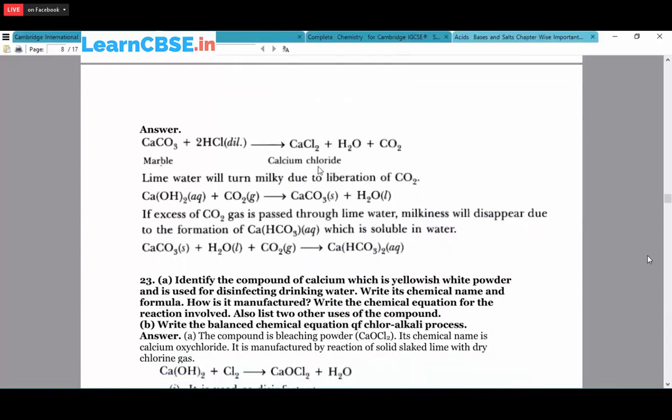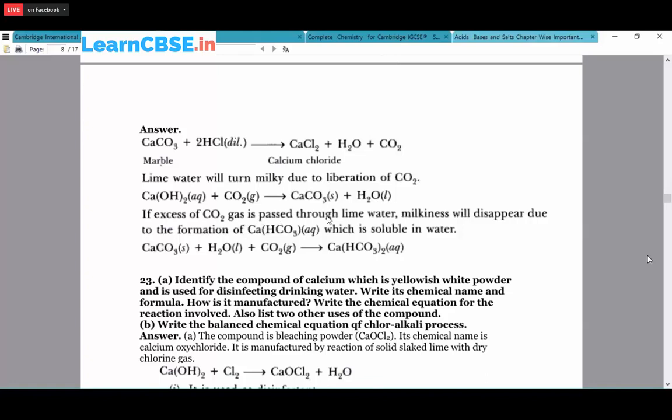So now the calcium carbonate, which is a marble chip. When you add the hydrochloric acid, we will get CaCl2 plus H2O plus CO2. When we pass the CO2 into the lime water, that is Ca(OH)2, calcium hydroxide, it is converted into calcium carbonate, which is a solid, a white precipitate, plus H2O.